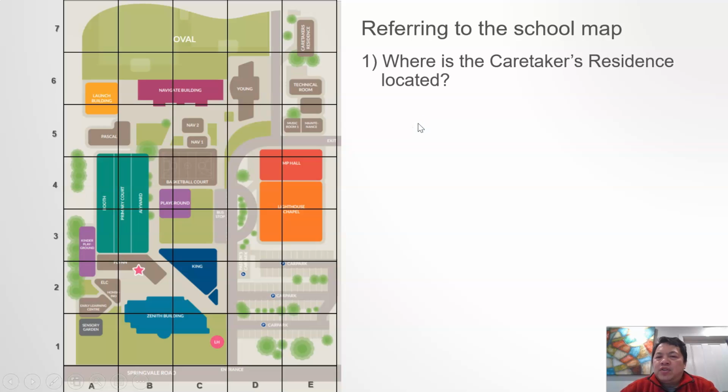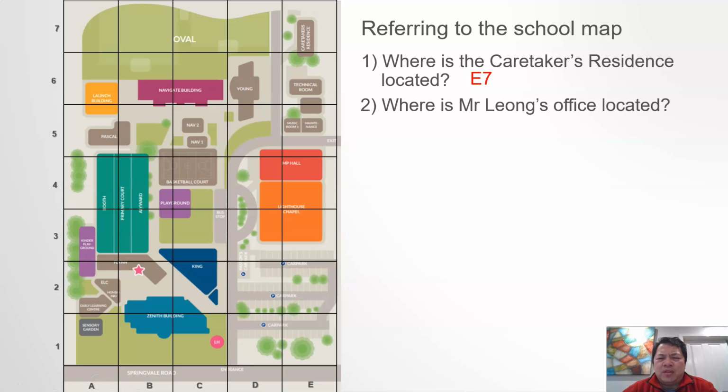Okay, some questions here. Where is the caretaker's residence? Look carefully. For those people who go to the Oval often, you will know that it's somewhere around here. That's right. So the caretaker's residence is at E7. Well done for those who got it.